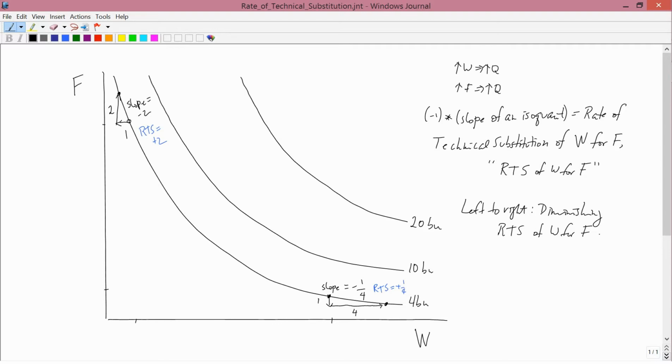By the way, as something of a footnote, it turns out that the rate of technical substitution of W for F equals 1 divided by the rate of technical substitution of F for W. I'm not going to expect you to know that, but it could come in handy. In other words, if you happen to switch F and W on the axes, since after all it's completely arbitrary which you put on which axis, then the natural thing to look at would be the rate of technical substitution of what you've put on the horizontal axis for what you've put on the vertical axis. And the relationship between those two things is given by that reciprocal.